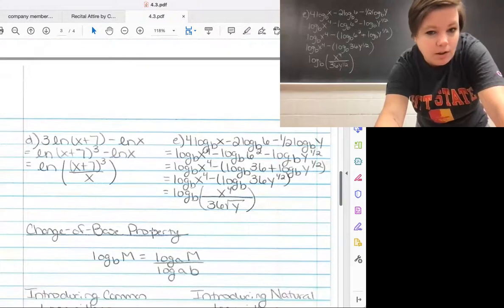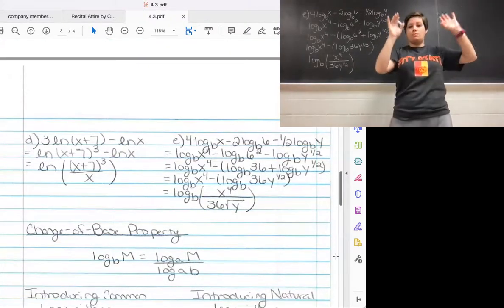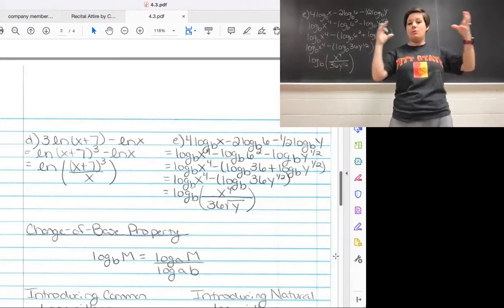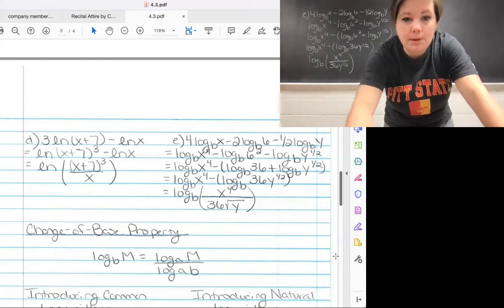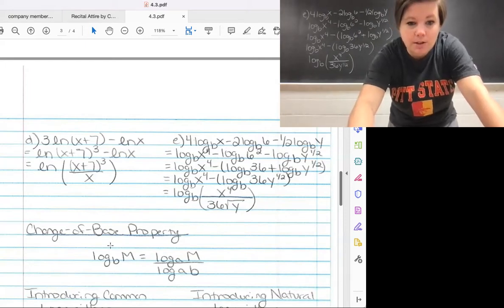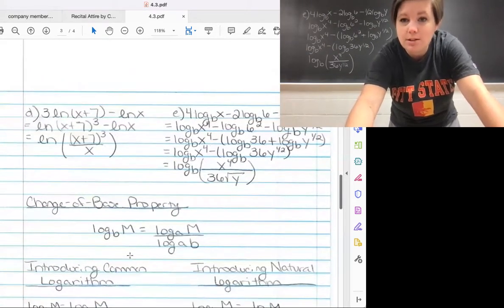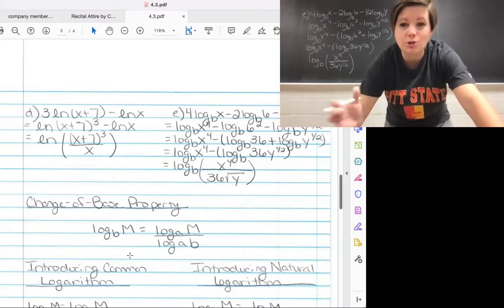Okay. Moving on, so far we've used these product, quotient, and power rules to expand our expressions, and we've used them to condense our expressions. So now we're going to talk about the change of base property. The change of base property allows us to actually evaluate a logarithm that doesn't have a base of e or a base of 10.